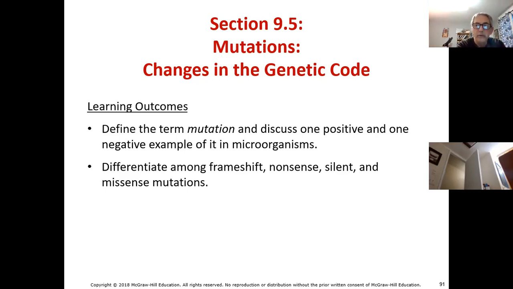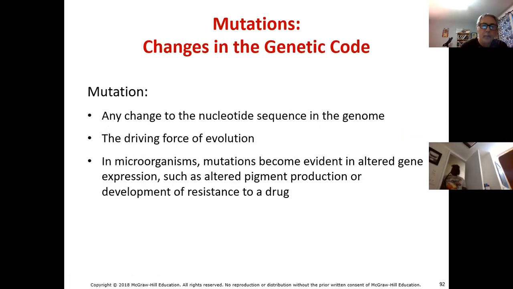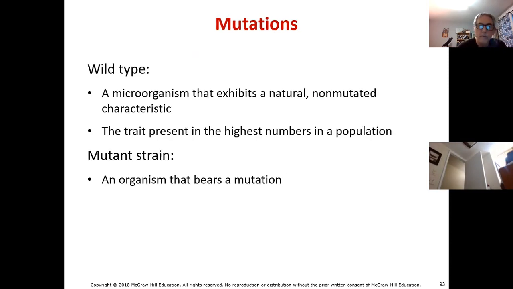But remember that the third place on the codon can change. That can be a silent mutation. You still get the same amino acid, but the codon's a little different. And lastly, you can have missense mutations. Any change in the nucleotide sequence is a mutation. It is the driving force of evolution. In microorganisms, mutations become evident in altered gene expression, such as altered pigment production or development of resistance to a drug.